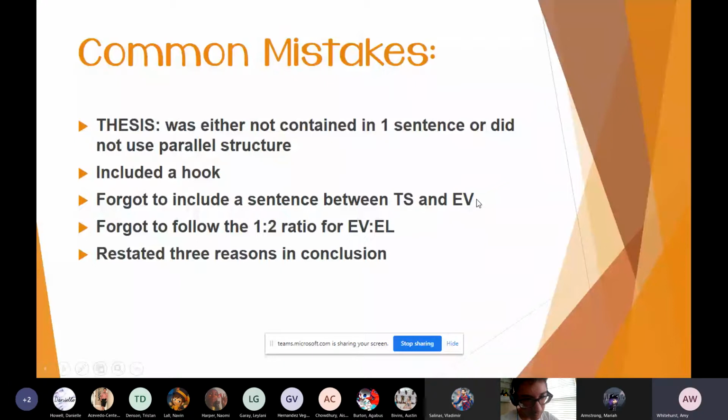If we are introducing a topic and then we immediately go into somebody else's words, it can feel disjointed. So we really want to have a sentence or two in between our topic sentence and our evidence. And these sentences in between should serve to explain the topic a little bit more, the reason a little bit more, and introduce the evidence.